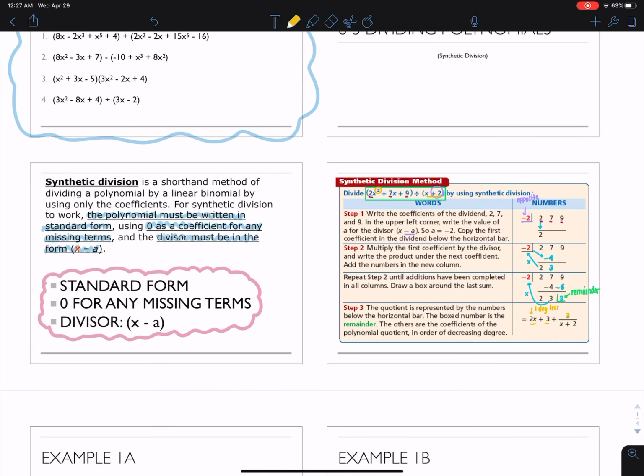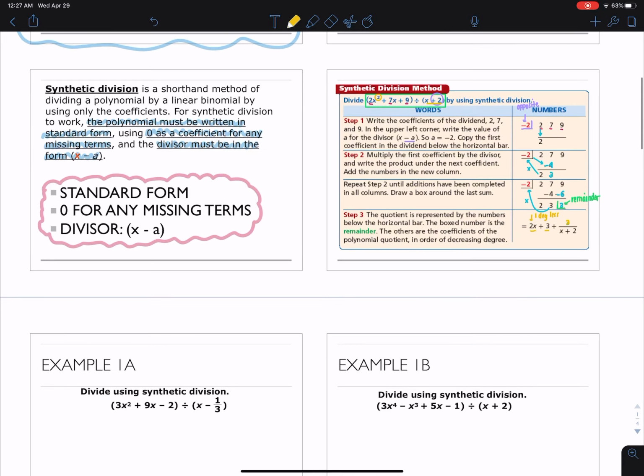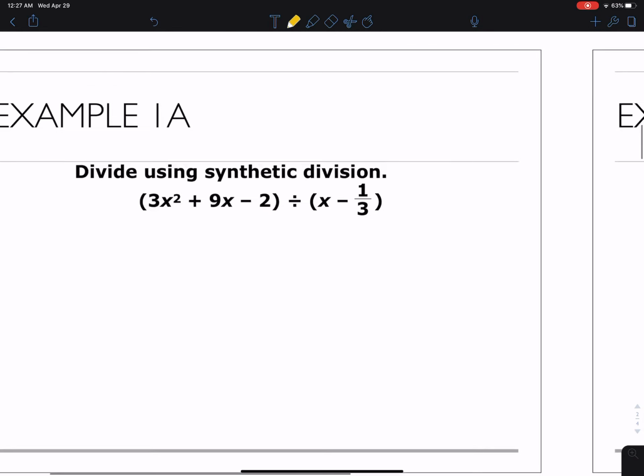So I'm going to give you 2 examples, and then I'll give you 2 examples to do for the notes, and then on Thursday you guys will have practice to do with this.